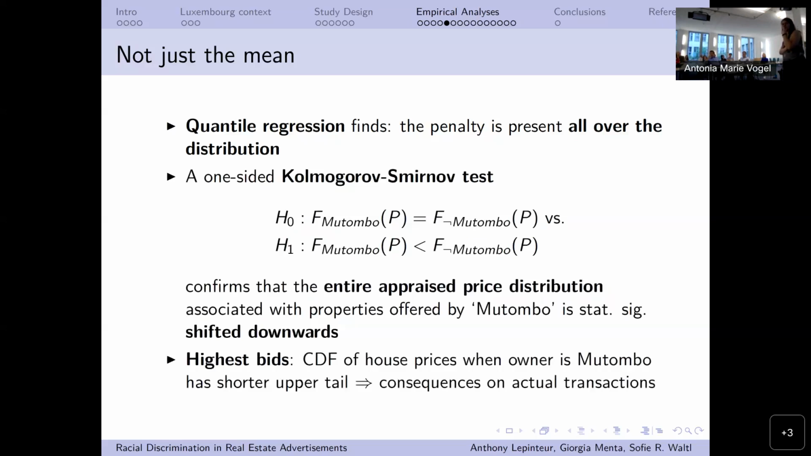We also show that with the CDFs, actually, showing that the upper tail is just much shorter when you are a Mutombo seller as compared to the other sellers. So in that sense, it would also have consequences when you really were then selling your house.